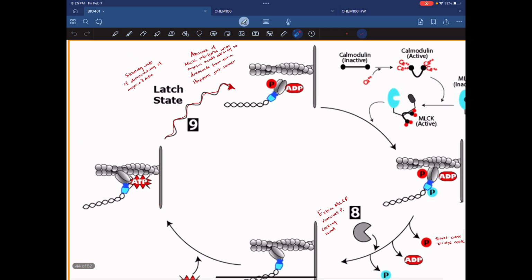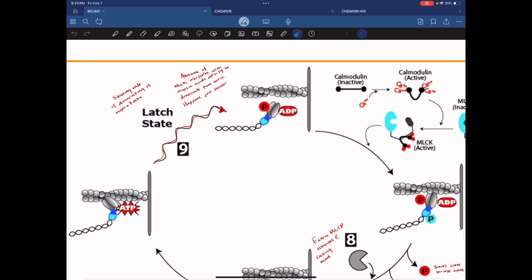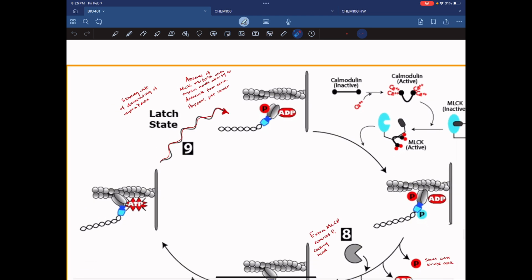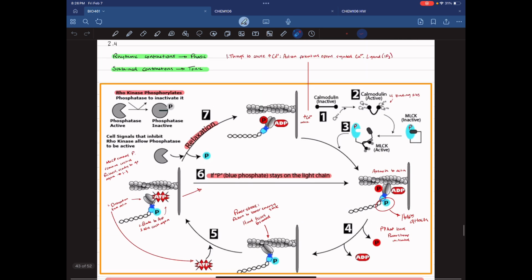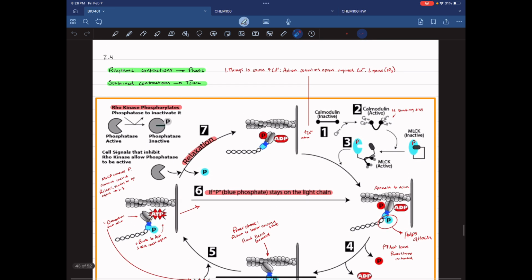But this right here, our latch state, is a slowing rate of dissociation of the myosin and the actin. Our absence of MLCK interferes with myosin's ability to dissociate from actin. It happens, it's just a lot slower than it would be here in our phasic rhythmic contractions in our smooth muscle.